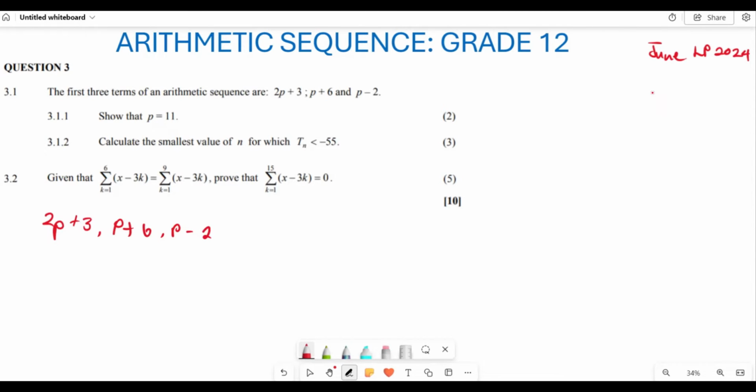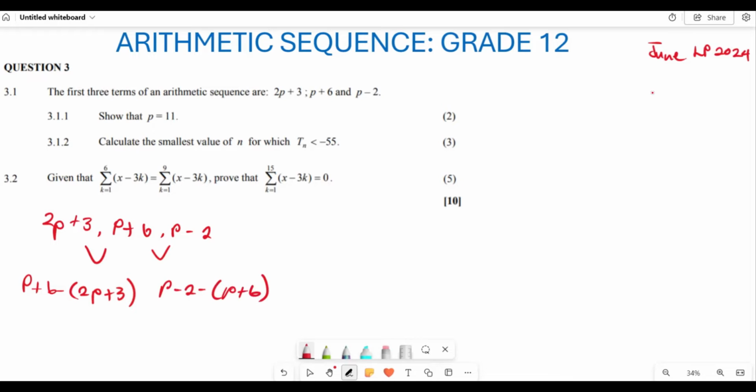Now, there is one thing that we know here, right? Whenever we are looking at our difference within an arithmetic sequence, you always say the second term subtract the first term, the third term subtract the second term, right? Which means the same thing here. We are going to say this is same as P plus 6 subtract 2P plus 3. Now, P minus 2 subtract P plus 6.